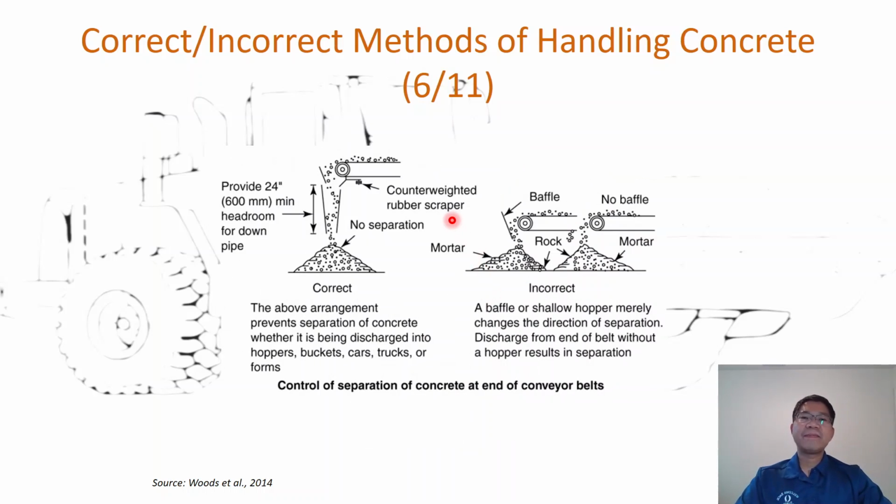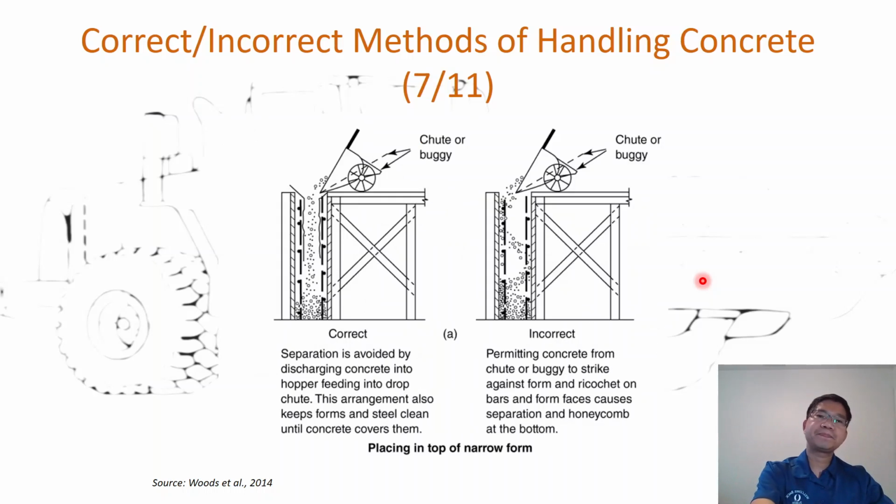And the same for this one. You can see the key here is the down pipe to ensure no separation. If you only have the baffle this way, or no baffle at all, both will have segregation and separation of the mortar and the coarse aggregate, as you can see there.